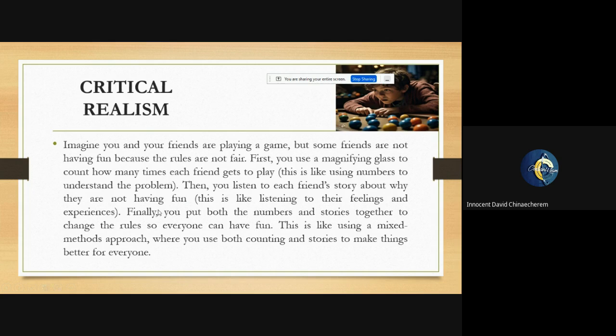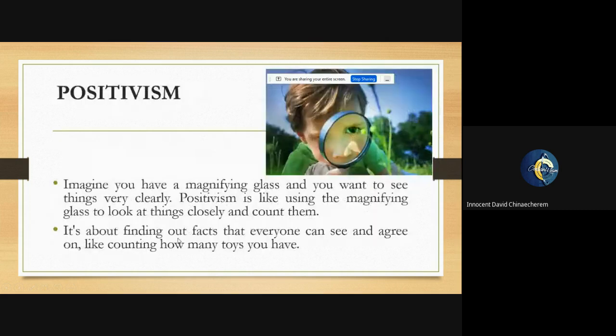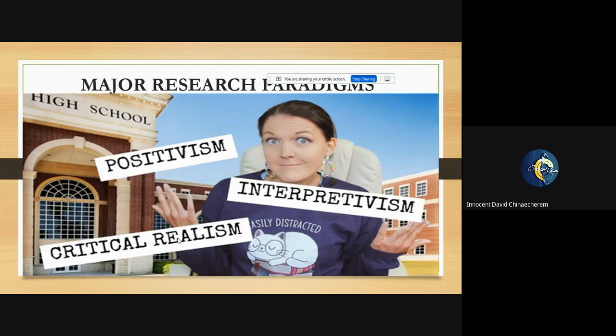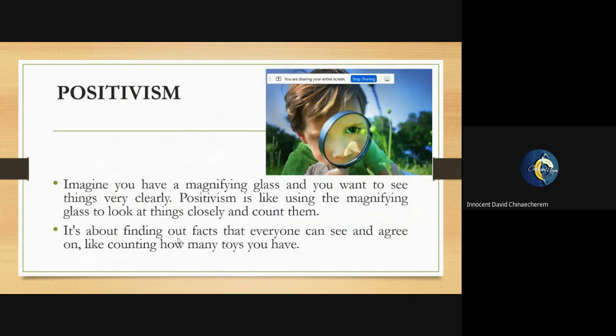Now at the end of the day, you put both the numbers and the stories together to change the rules so everyone can have fun. This is like a mixed method approach where you use both counting and stories to make it better. So this is very simple. This is just for a baby, somebody who is new to research, to understand that we have three core paradigms, and it's a very fundamental aspect of our methodology.